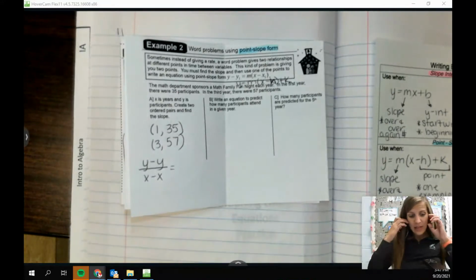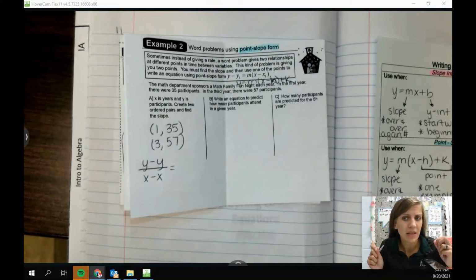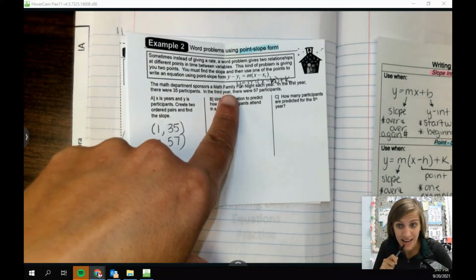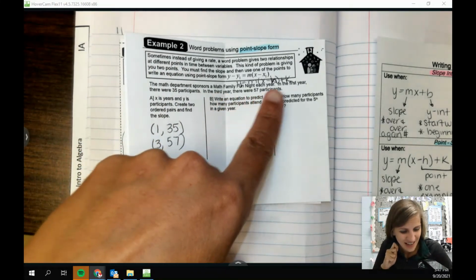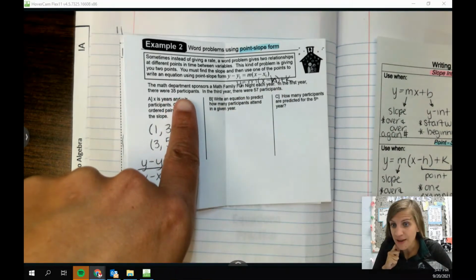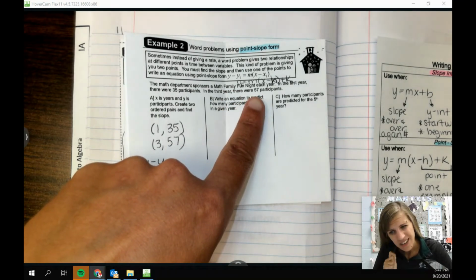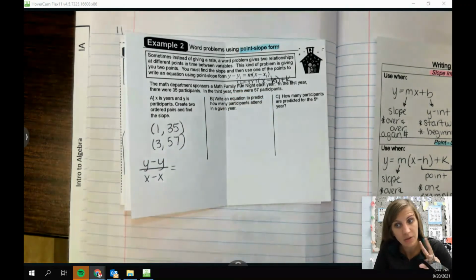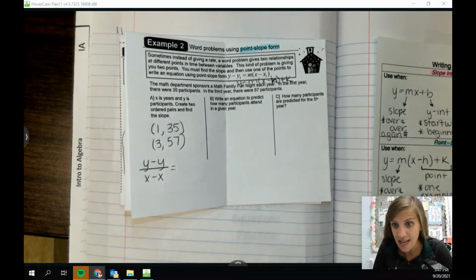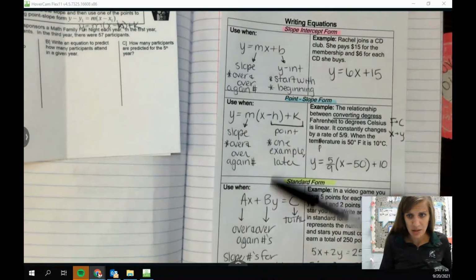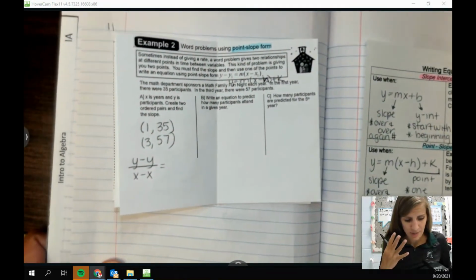The other one that we talked about briefly in class was this point slope form one because it was a little bit different. So we said the math department sponsors a math family fun night. Sounds like a lot of fun, guys. We should do this. In the first year, there were 35 participants. And in the third year, there were 57 participants. So like if you glance too quickly, you might think that there were only 2 numbers here, the 35 and the 57. But on further inspection, it's actually there are 4 numbers, which also isn't great because like all my examples over here use 2 or 3 numbers. None of them use 4 numbers.